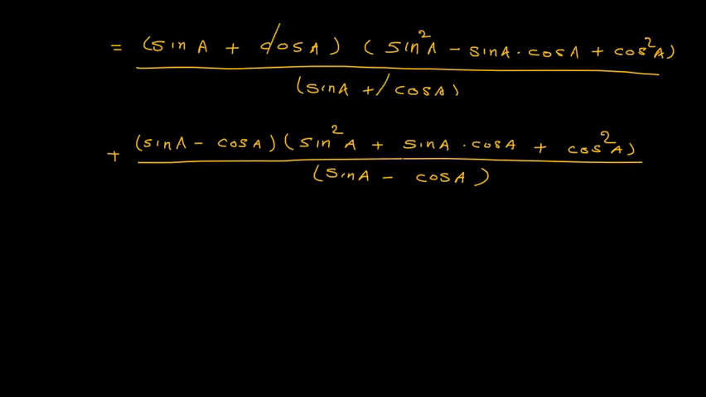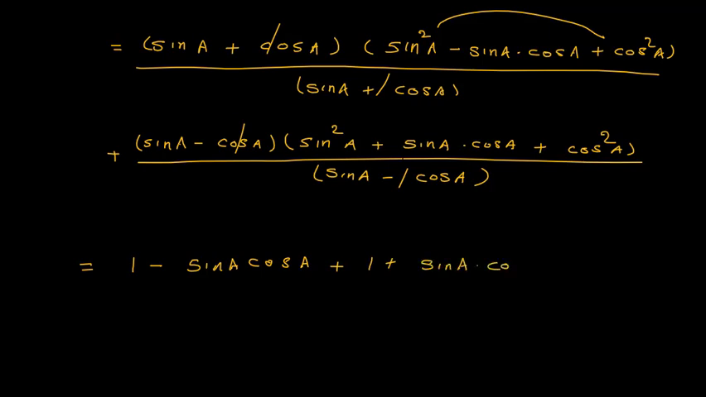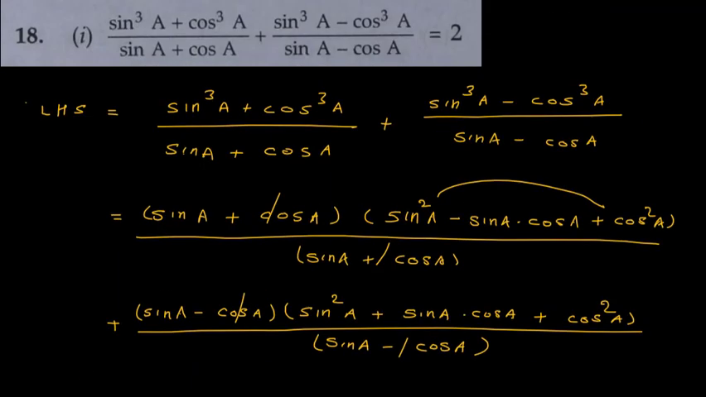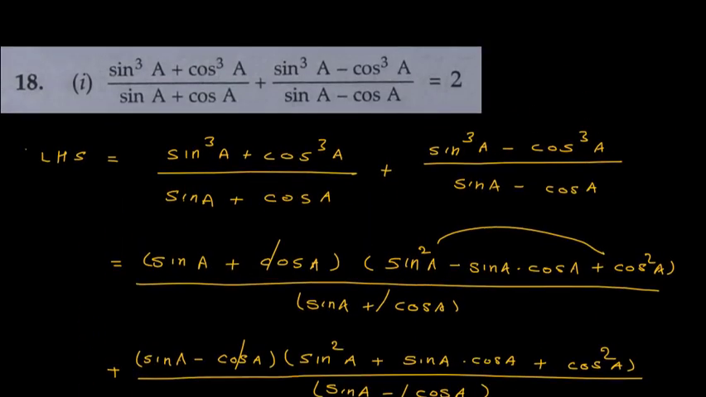Now see, this term you can cancel, here you can cancel this term, so you will get sin square A plus cos square A, this you can say 1. Okay, so let us say this is 1 minus sin A cos A, and here it is 1 plus sin A cos A. So this minus sin A cos A and plus sin A cos A will cancel, and finally we have 1 plus 1, 2, which is your right hand side. So you get LHS is equals to RHS, value 2 on the right hand side.